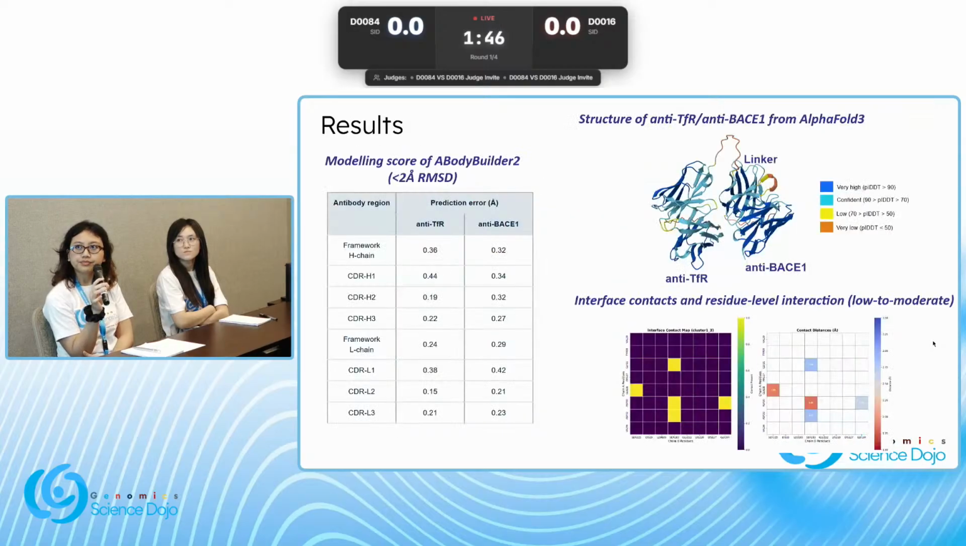So the modeling scores here show that every score is under 2 angstrom, meaning that the error is very low, and the confidence level of the structure construct itself is very high. The interface contacts and the residue level from the results of molecular docking show low to moderate affinity, exactly what we targeted.